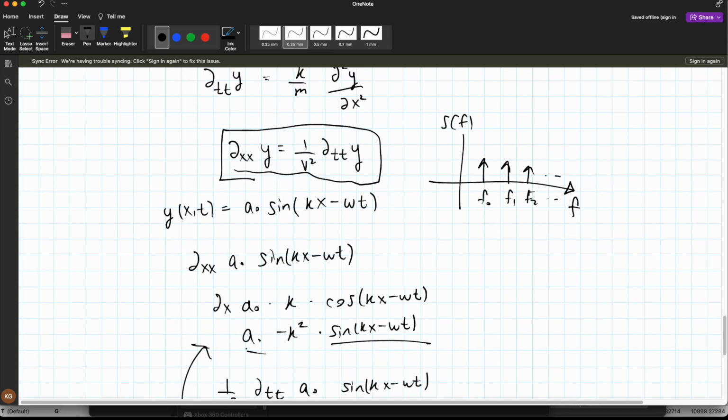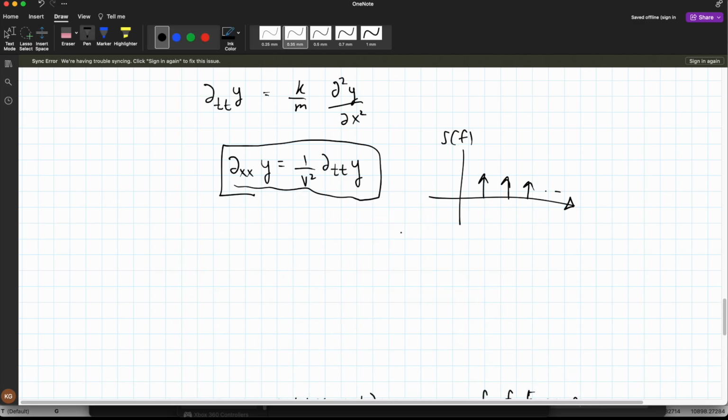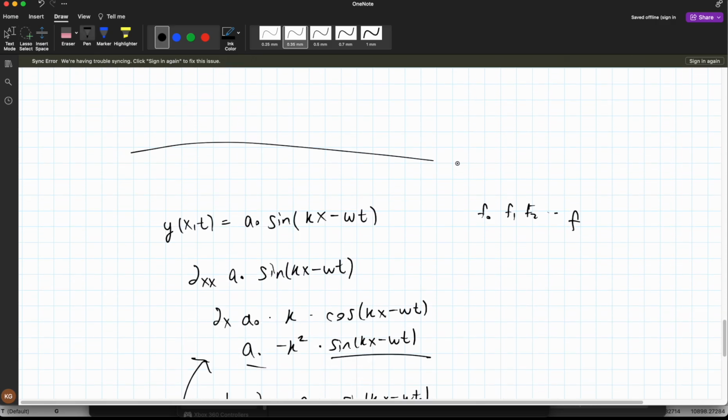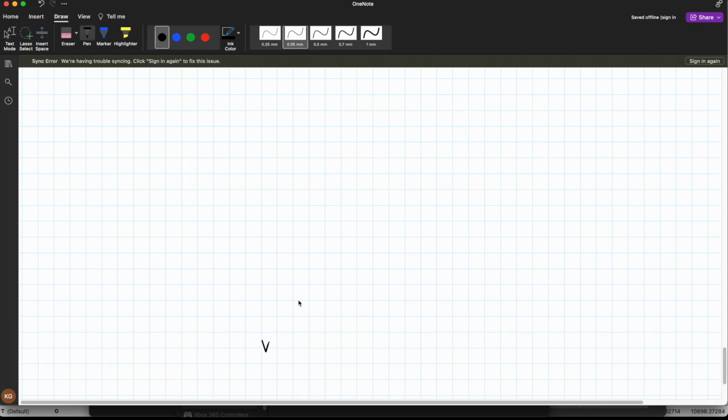Okay, let's back up. I made a little mistake, so I had to do a little erasing here, so that's okay. These things happen. It's just a little easier if I rewrite some of this.